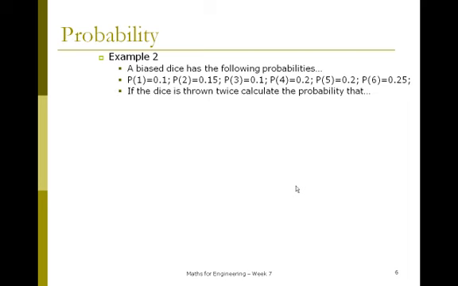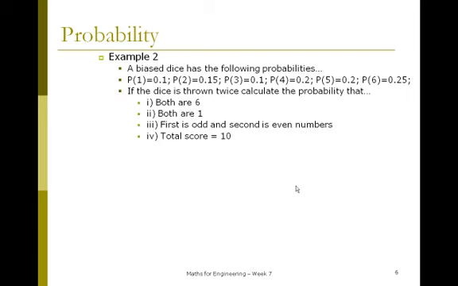So, if the dice is thrown twice, calculate the probability that both dice are 6. Calculate the probability that both dice are 1. Calculate the probability that the first is odd and the second is even. And calculate the probability that the total score adds up to be 10. So pause the presentation and take a few minutes to have a go at example 2.